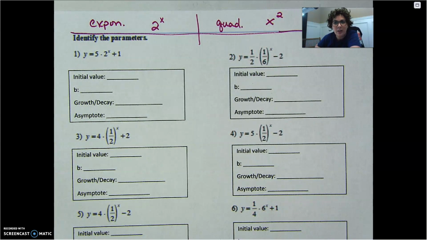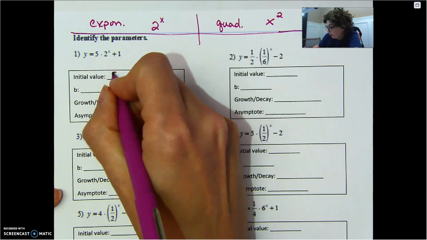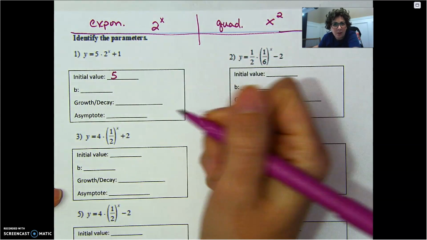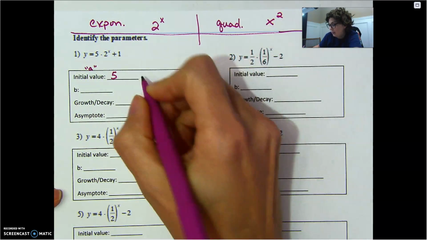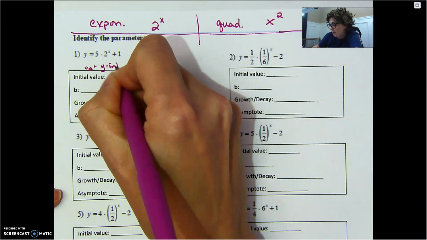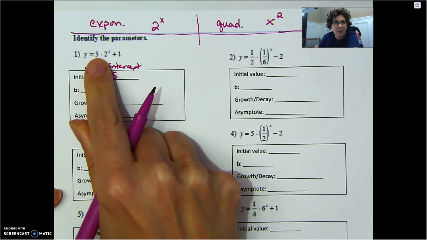Okay, so getting into our parameters, the initial value is the first number, usually. It's also the number that does not have a variable. So in this first section, 5 is your initial value. It has a couple other names. It's also called A, and it's also called the y-intercept. So initial value, y-intercept, the A, that would be the 5.